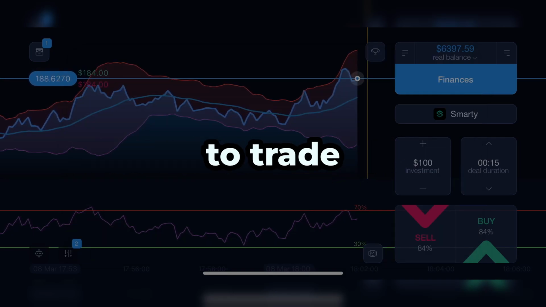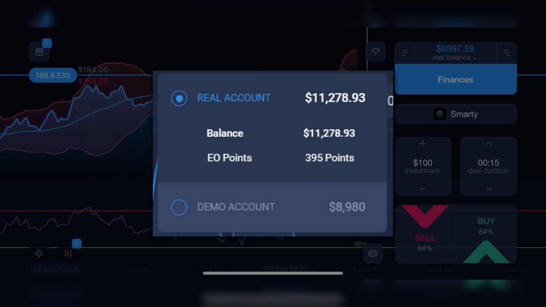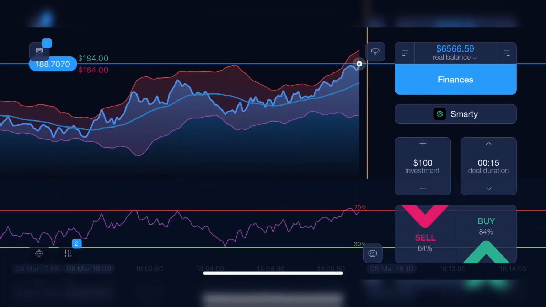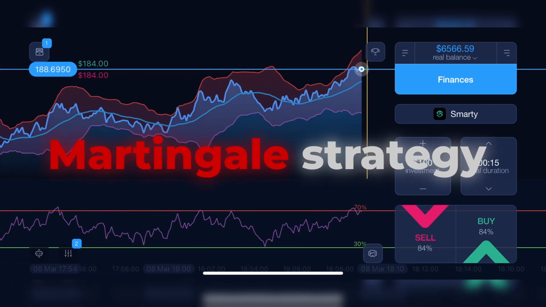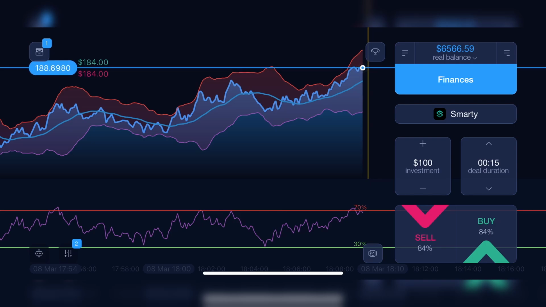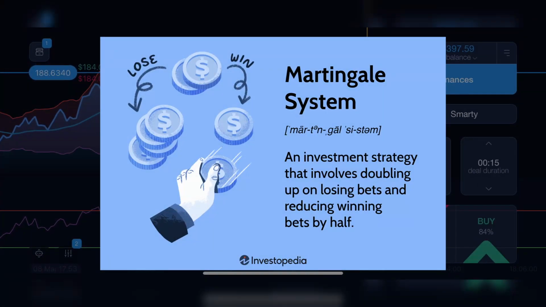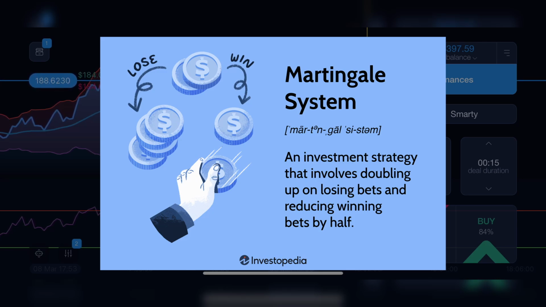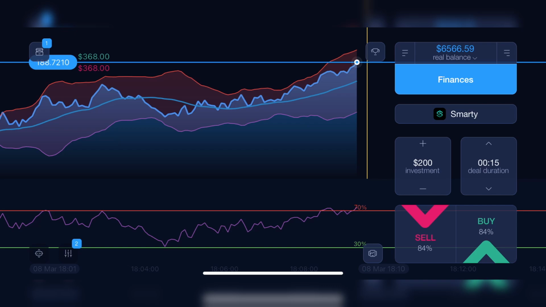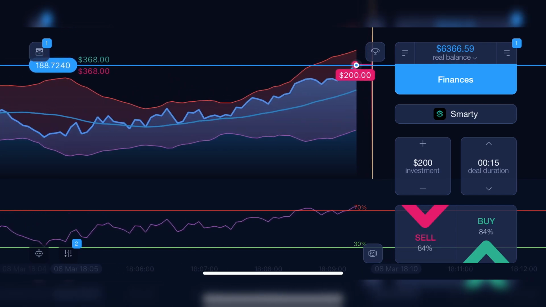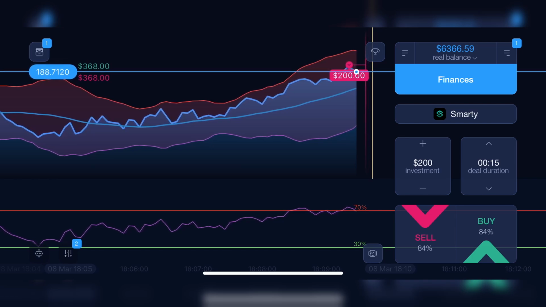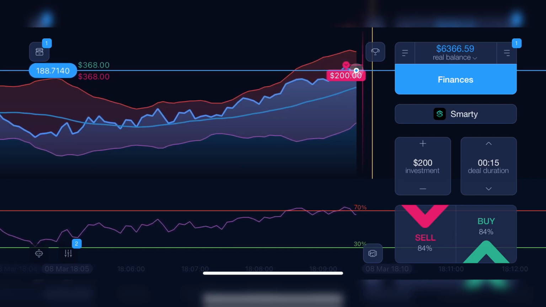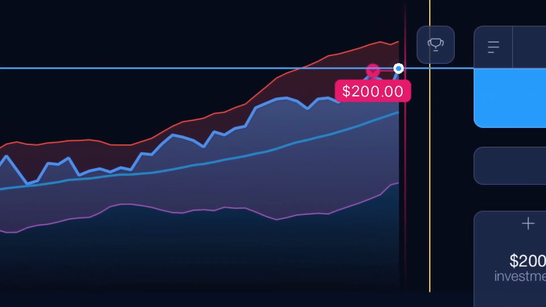That is why it can be important to trade minimum amounts from your real account, lowering the risk of each trade. To recover from the earlier loss and gain a profit, I will use the martingale strategy in the next trade. If you don't know what the martingale strategy is, it means that whenever we lose a trade, we double the next trade amount to recover the loss and still make a profit. So, this means I will place $200 in the market like this. The risk associated with this martingale strategy can be higher. If you don't have a good real account balance, stay away from this strategy.